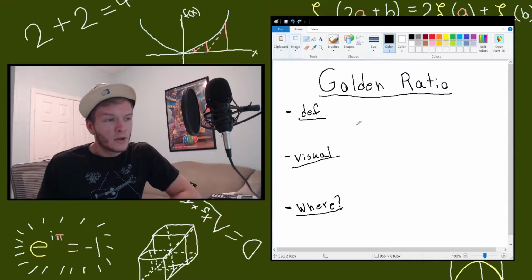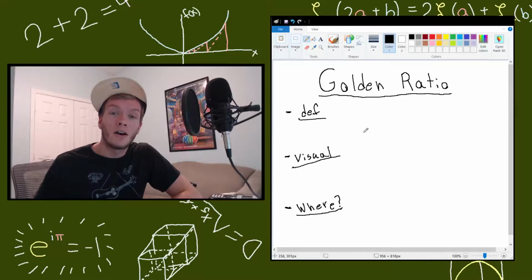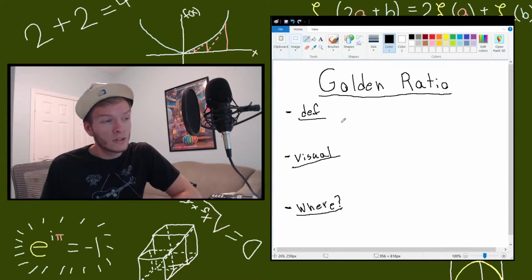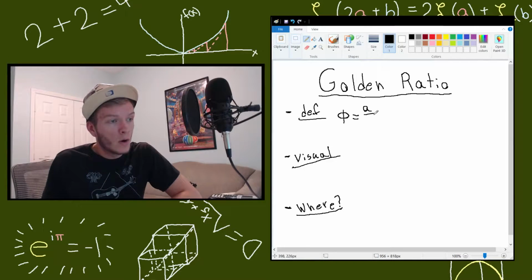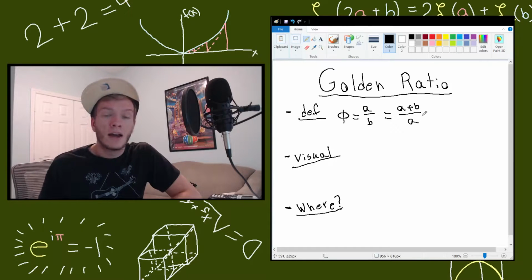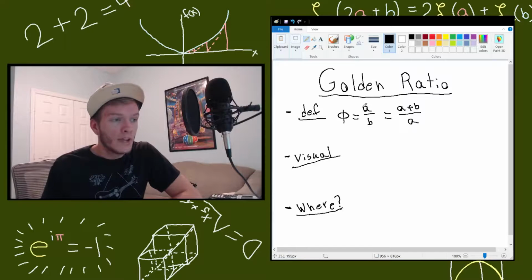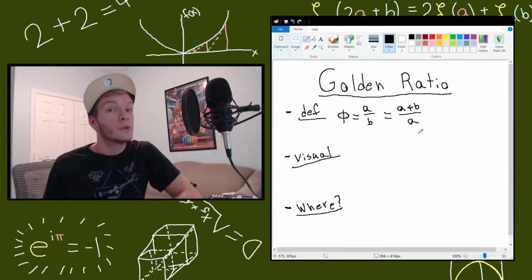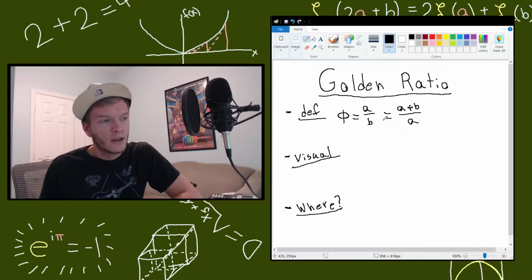Let's talk about the definition. If you look up on Wikipedia, which I have kindly offered the link for you in the description if you don't believe me, the definition of the golden ratio is some value phi, where that is equal to A over B, and it is also equal to A plus B over A. So this is an equation. We have two unknowns, but we have two equations that are equal to each other.